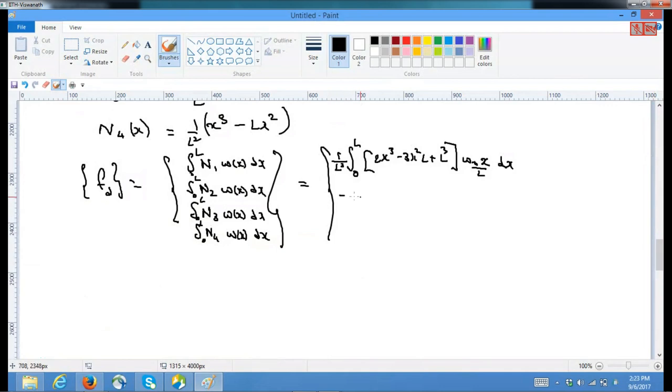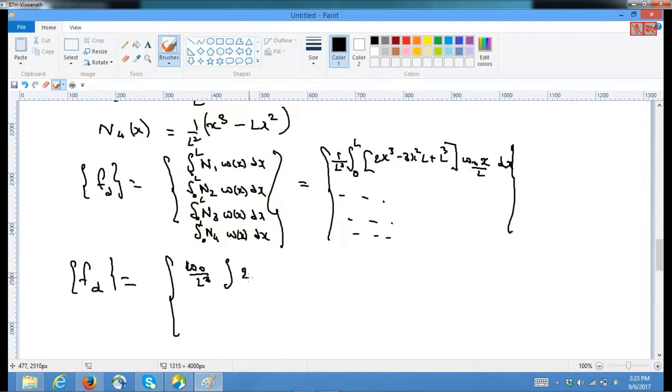Similarly, you can define whatever is there. I'm just doing it for the first one, so let me do Fd. The first one would be 1 by W naught L cube, integral of 2x4 minus 3x cube L plus L cube x dx, from 0 to L. Accordingly, you can do your other integrations.